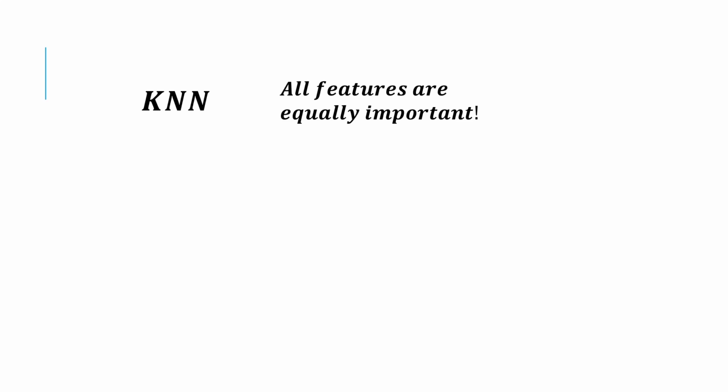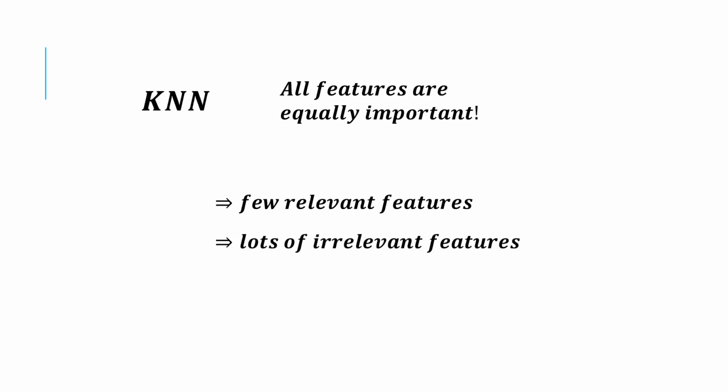And because of this aspect of inductive bias that we see in KNN, the algorithm is likely to do poorly if you have data with few relevant features or few useful features. Instead of having those useful features, we have lots of irrelevant features. If we have that kind of data, then our KNN classifier will likely do poorly.